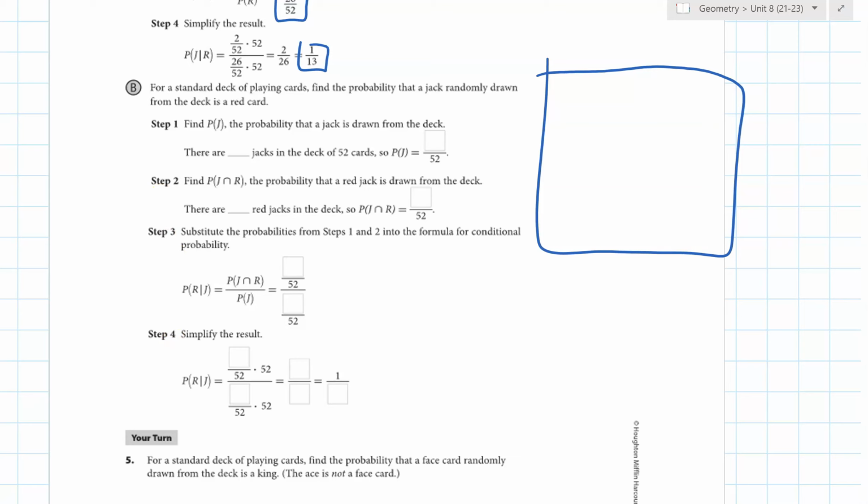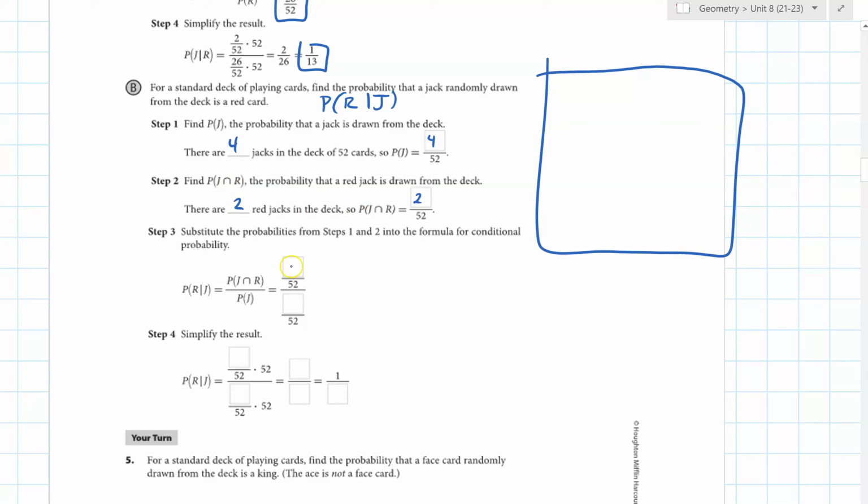So this time we're looking for the probability that a jack randomly drawn from the deck is a red card, and so we're looking for the probability that it's red given that it is a jack. We know there are 4 jacks in a deck of 52 cards, so the probability of a jack is 4 out of 52. The probability of jack and red: we said that there are 2 red jacks in a deck of 52.